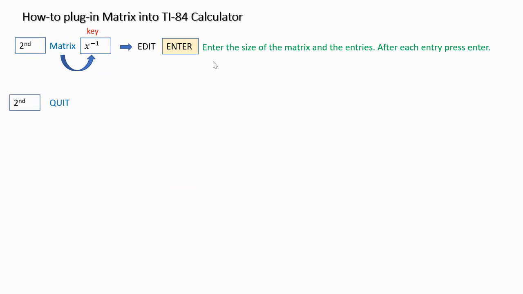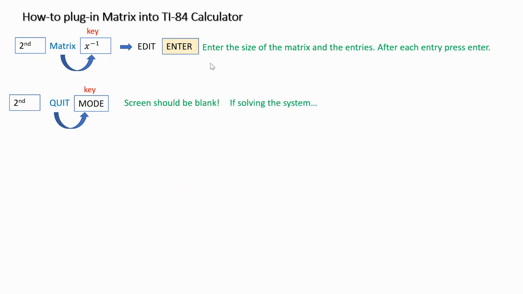Then you're going to go to second quit. The quit button is in blue, that's why it's a mode key. The screen should be blank.